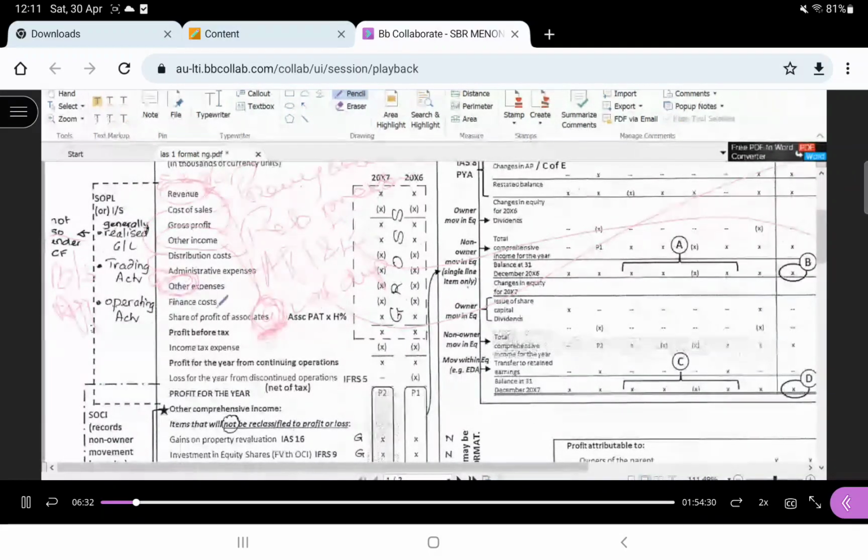But then the next item, which is very different, finance cost. You present it net here. Why is it presented net? See, in the UK, their format is interest receivable and interest payable shown separately.